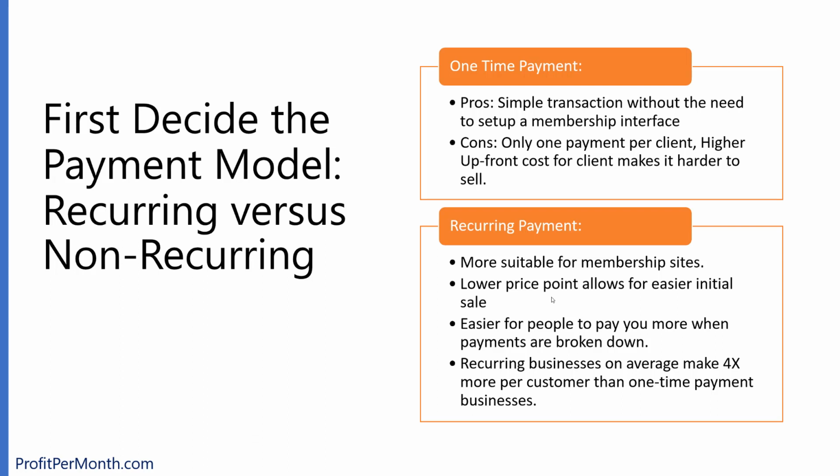On the other hand, a recurring payment is much more suitable for membership sites purely because of the nature of a membership site. Secondly, you have a lower price point, which makes it easier to get that initial sale because it's less price that somebody has to pay for that first month. And it's also easier for people to pay you more down the line when the payments are broken down into monthly segments. On average, recurring businesses can make 4 times more per customer than one-time payment businesses. So this is a really important aspect to keep in mind as we go through this.